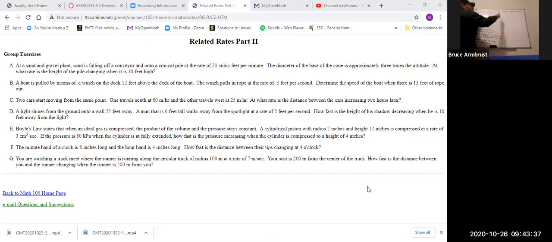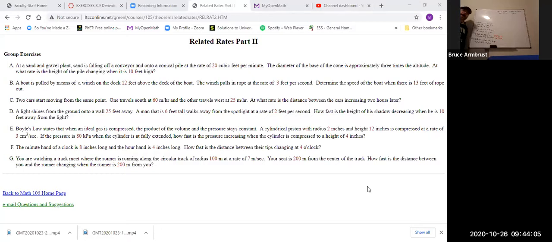All right. So we know that the speed of the man, and I'm going to go ahead and write this down, is 2 feet per second. So there is the quantity whose rate of change is known, right? The speed of the man.